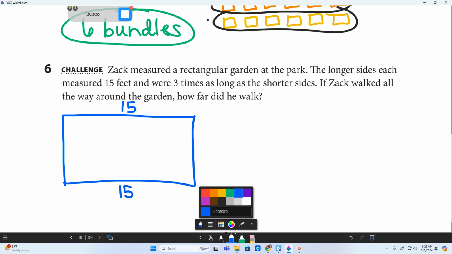The longer sides were 15 feet, and they were 3 times as long as the shorter sides. That means the shorter sides must be 5, because isn't 5 times 3 15? So that would make 15 3 times as long. Okay, if Zach walked all the way around the garden, how far did he walk?